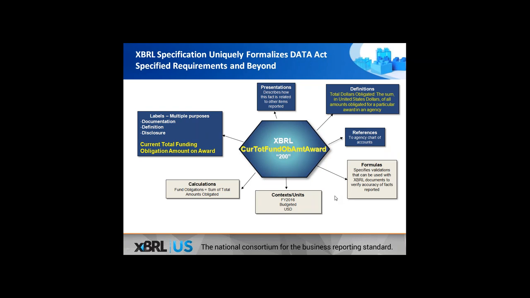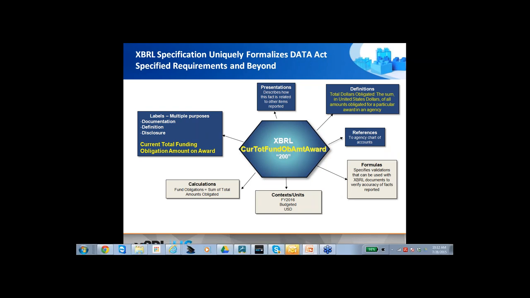Continuing to the right, counterclockwise, the context shows that the fact is in U.S. dollars for fiscal year 2016. Next, you see the XBRL formula specification provides validation for that fact to test the accuracy of the information reported. Moving up on this diagram from formulas to the box labeled references, this is where specific government reference material may be used to further define that value. The definition box provides the agreed-upon description of the concept, and finally, the presentation link base at the very top helps to explain how this fact is related to other facts that must be reported.